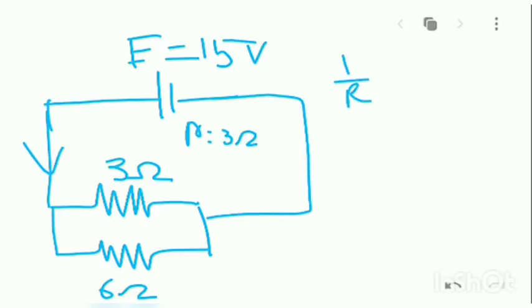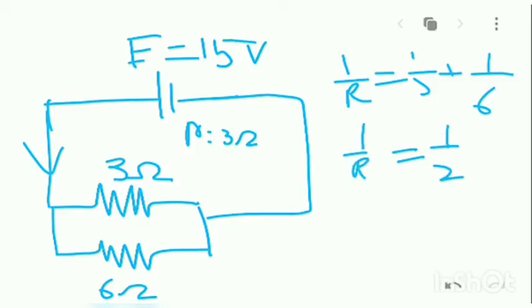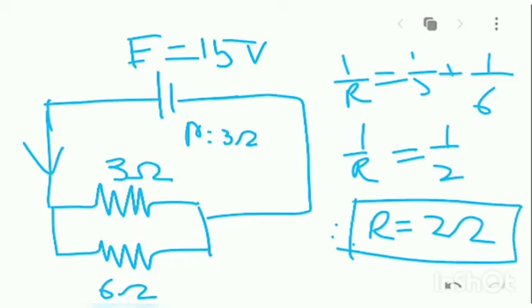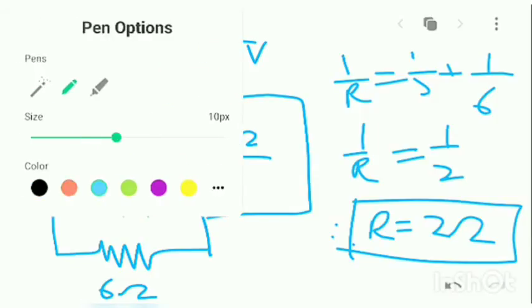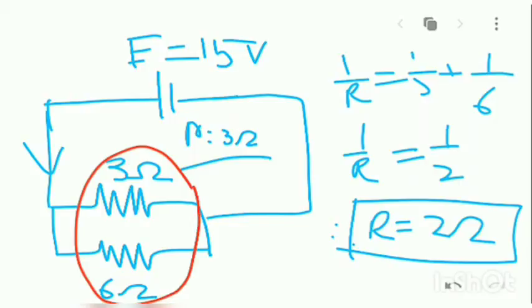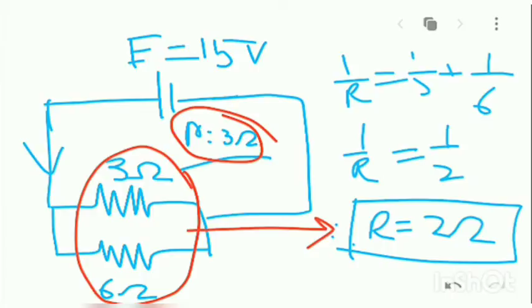Now 1 by R equals 1 by 3 plus 1 by 6. Sorry, that is 1 by 2. So the parallel combination gives us 2 ohms. Clear? And what is the internal resistance of the battery? That is 3 ohms. Clear? So this combination gave us 2 ohms and the battery's internal resistance is 3 ohms.